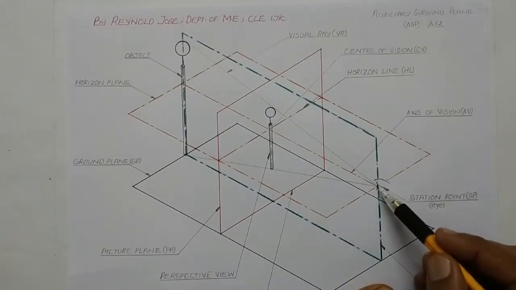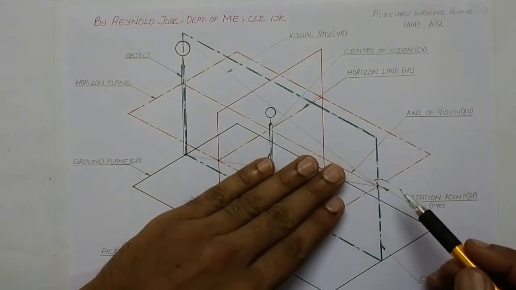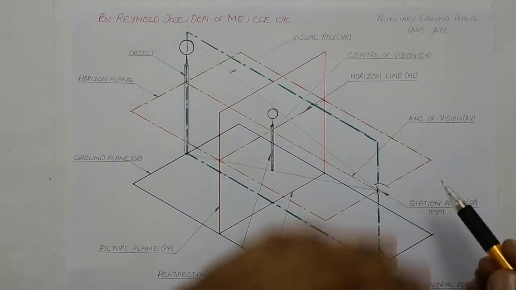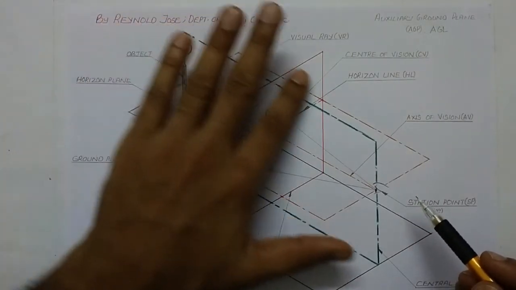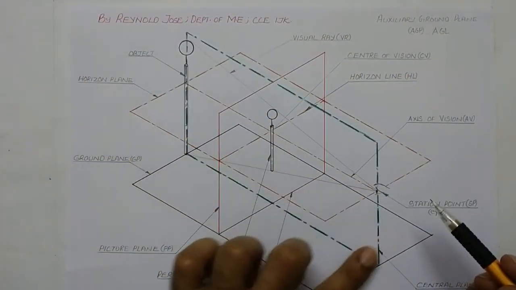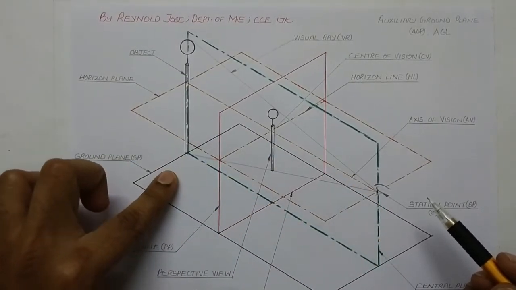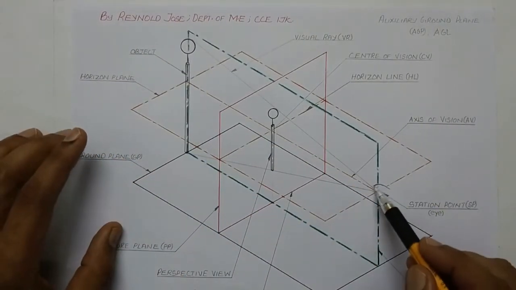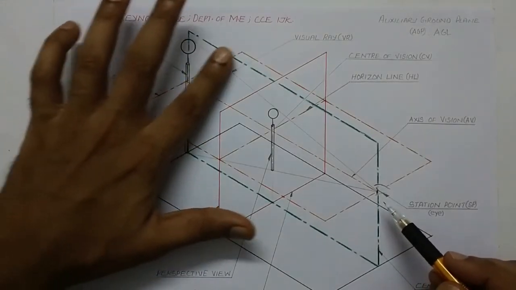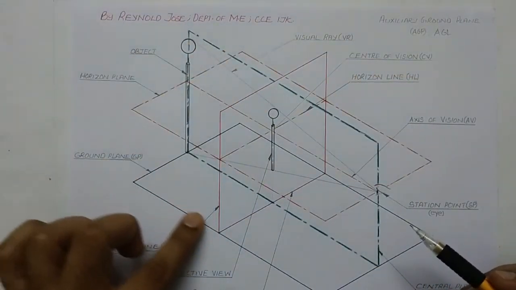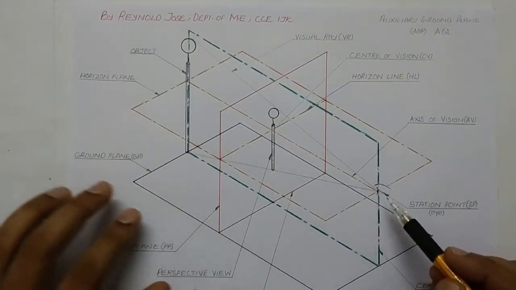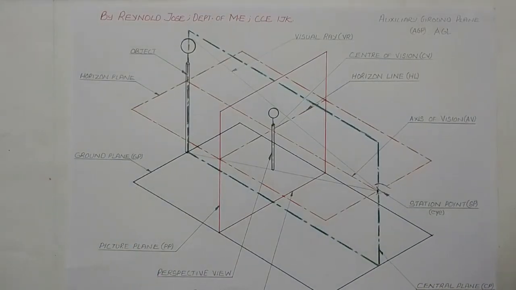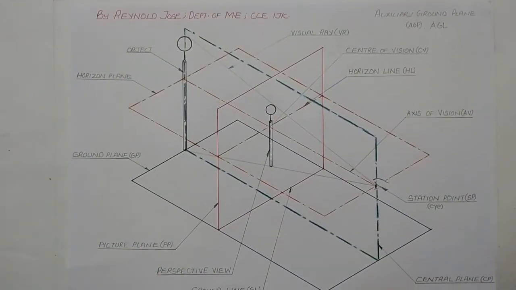If the height of the observer is more, the horizon plane also will be lifted up. Suppose the observer has a smaller height, the horizon plane will be lowered. So the height of the horizon plane with respect to the ground plane is directly related to the height of the observer. So these are the terminologies that are related to a perspective projection.